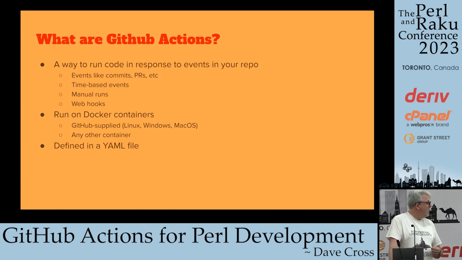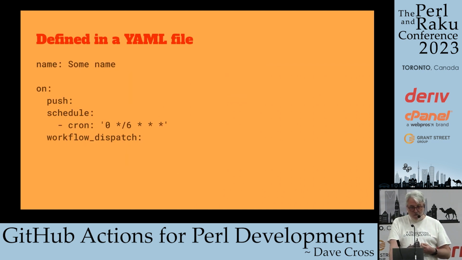We define them in a YAML file, which lives in a special directory inside your repo, inside .github/workflows. You can put YAML files there of any name, and obviously you can have more than one action associated with each of your repos.